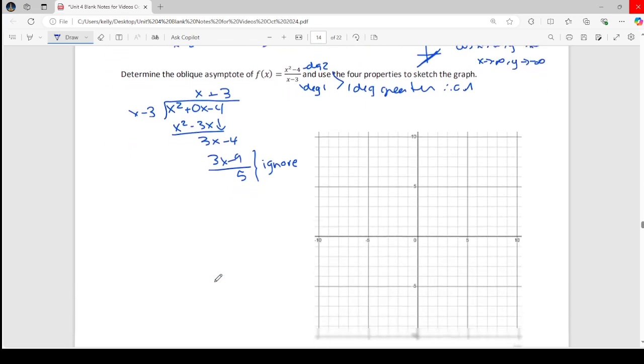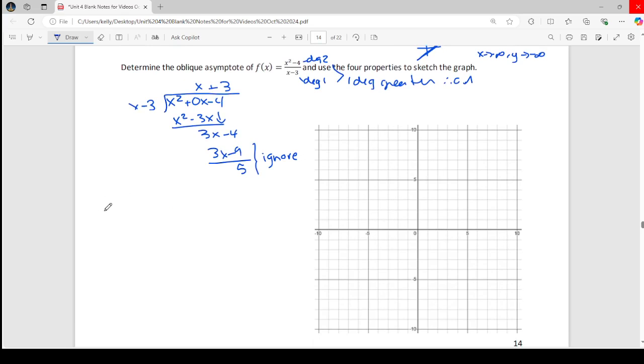So now we're going to sketch the graph using our 4 properties. So we want to know our x-intercepts. They are when x is plus or minus 2, coming from this numerator. Our y-intercept is when x equals 0, so I have negative 4 over negative 3, or 4/3. Our VA occurs when the denominator equals 0, so when x is 3. And then our end behavior this time is an oblique asymptote, and that is the equation y equals x plus 3.